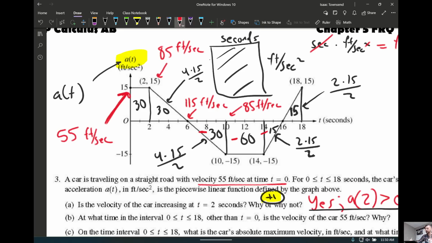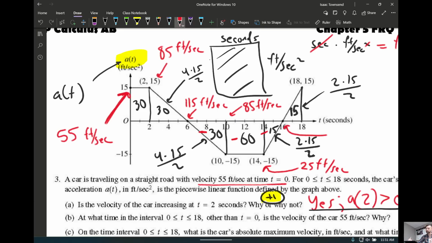Okay, and then at t equals 14, I kind of missed one thing, but that's okay. You're likely to do the same thing, so we'll just roll with it. Okay, it looks like it has lost. Notice I subtracted here because this is negative area, so it's losing velocity. It loses another 60 feet per second from 10 to 14. So it goes from 85 feet per second to 25 feet per second. So I know the velocity at t equals 14.